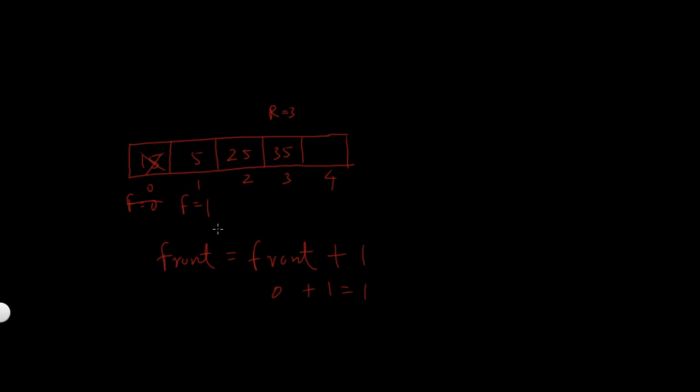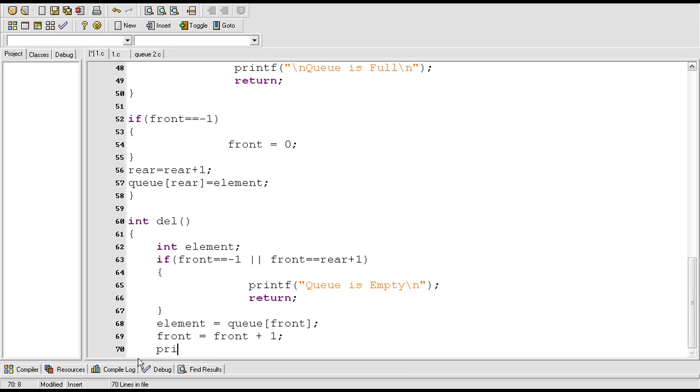Now again, if I want to delete another element from the queue, then again the value of front will be incremented by 1. The value of front at this point is 1, so 1 plus 1 is equal to 2. Front becomes equal to 2 and this element gets deleted. Again, if I delete another element from the queue, then again the value of front will be incremented. The value of front becomes 3. Front becomes equal to 3 and this element gets deleted. So this is how elements are deleted from the queue.